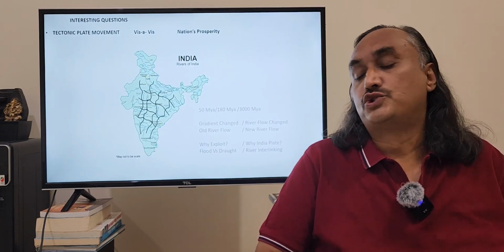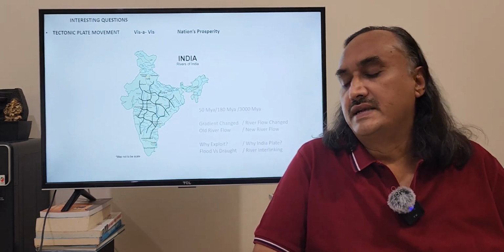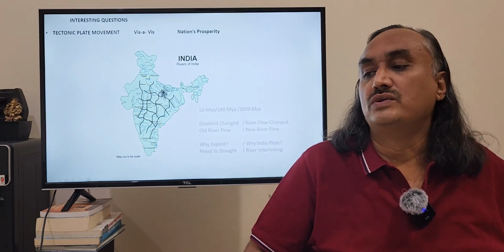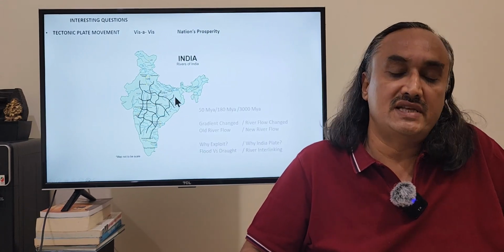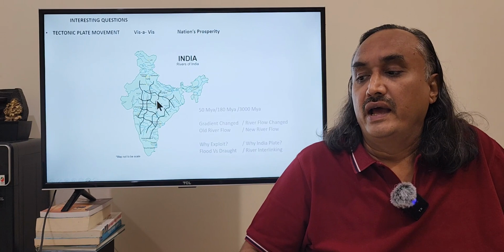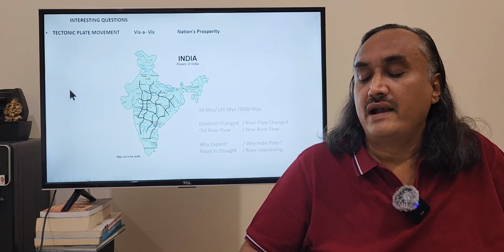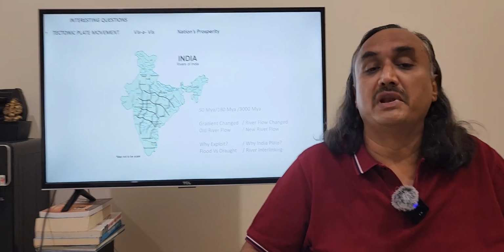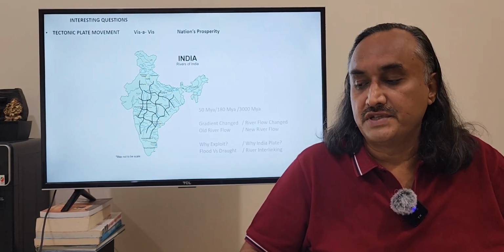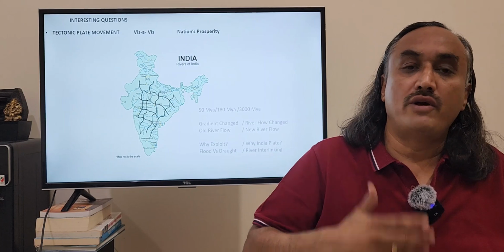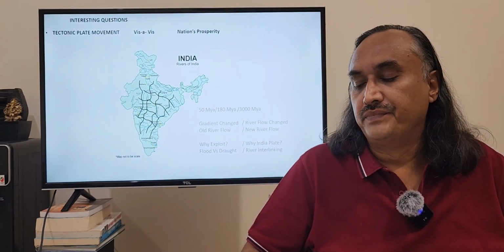If you superimpose all these river grid systems, this is how this land mass is ravaged by these river flows. So as the gradient changed, the river flow changed, and you had old river flow systems replaced by new river flow systems as the continental plates decided.